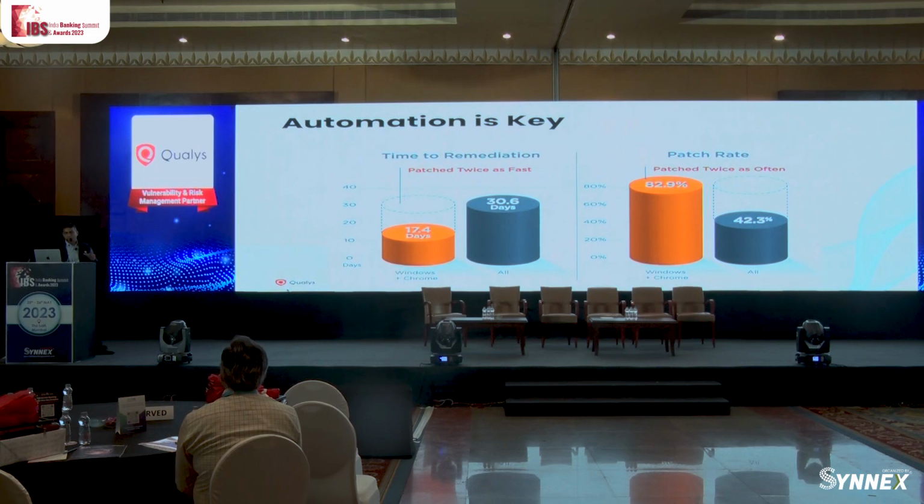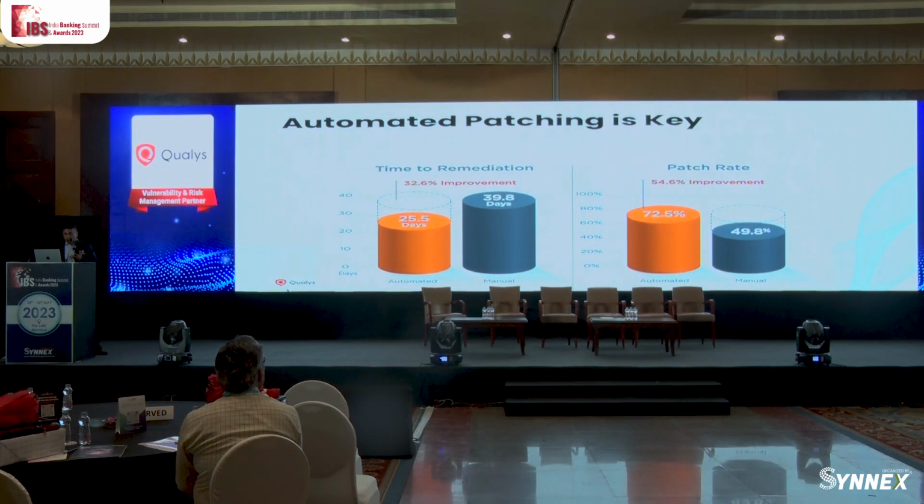We can see with automated approach, we are patching Windows and Chrome in 17.4 days as against other products. And patch frequency, patching rate has also almost doubled as compared to the other products. In total, across all the patches which are getting deployed with an automated approach, you have patches getting deployed in 25.5 days as against a manual approach, which is 39.8 days. And your patch rate, how often you are deploying the patches, has also improved by 54.6%.